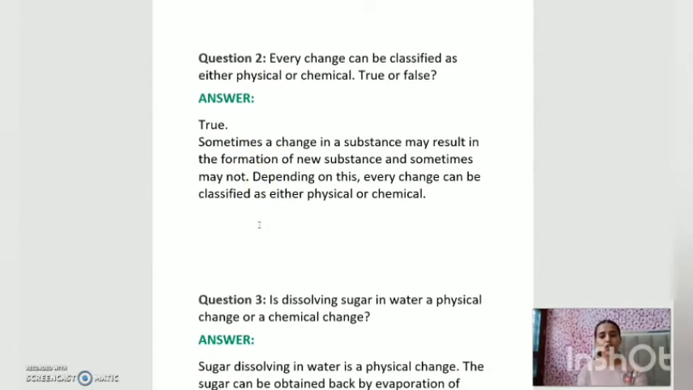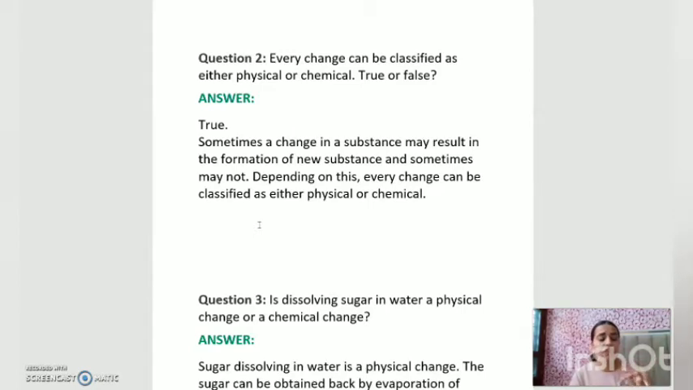So moving further, what does question 2 say? See here, question 2, what is written? Question 2 is, every change can be classified as either physical or chemical. Is this statement true or false? So now you have to tell whether every change can be classified. If any change is occurring in our surroundings, right, is that a physical change or a chemical change? Is this true?